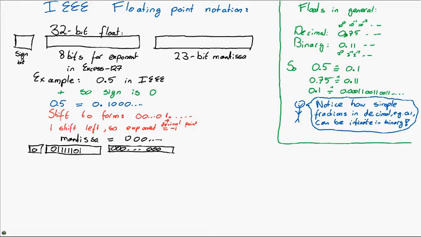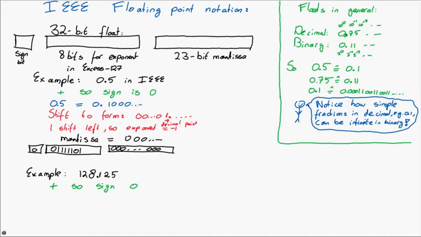Now I can imagine that this example was a bit tricky already, so we're going to do one more, and it's going to be slightly bigger. It's going to be 128.125. Again, it's positive, so the sign bit is simply a 0.